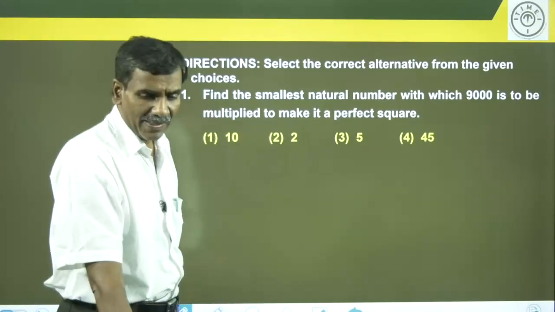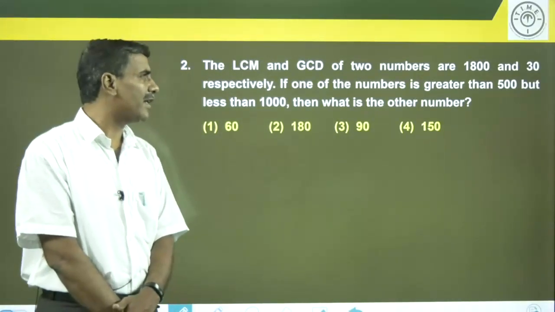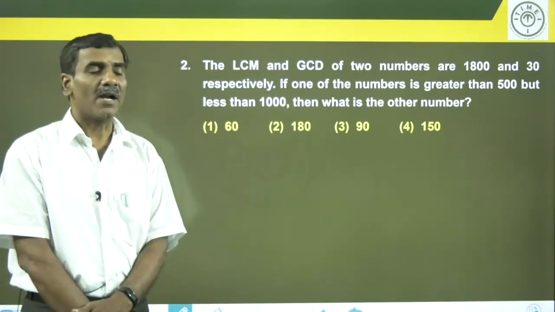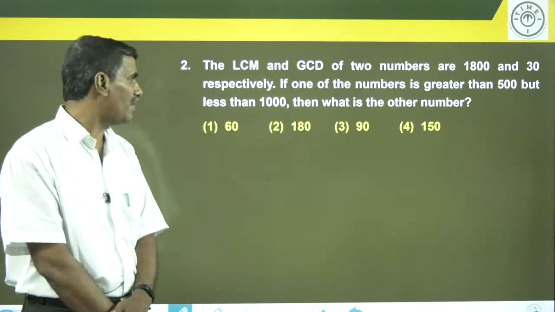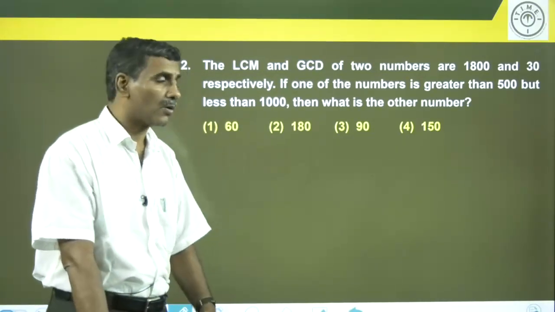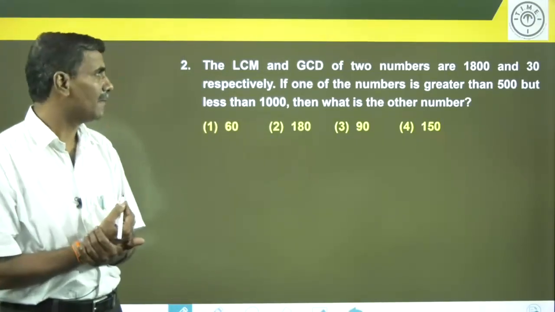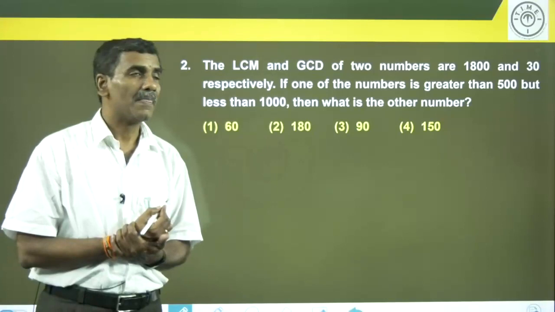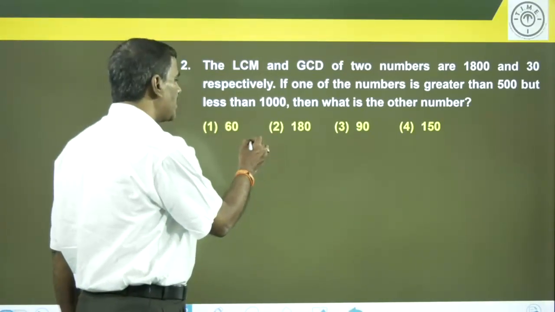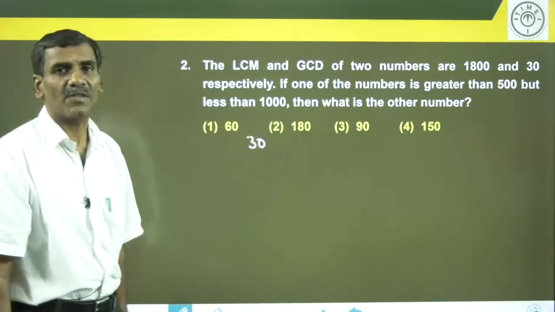The question is mainly dealing with LCM and HCF. The LCM and GCD of two numbers are 1800 and 30 respectively. If one of the numbers is greater than 500 but less than 1000, then what is the other number is the question. So if you are observing carefully, LCM of the two numbers is given as 1800 and GCD is given as 30. And the point that we know from numbers topic is, if GCD of two numbers is 30, the numbers have to be multiples of 30.